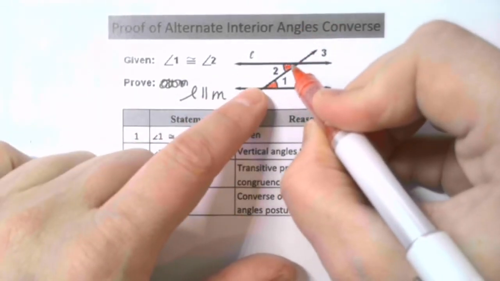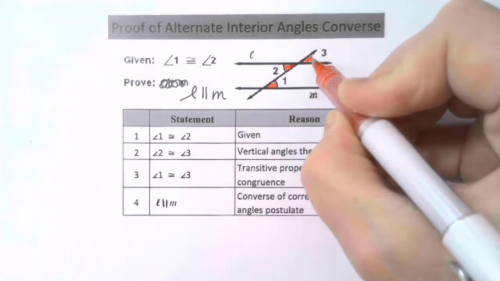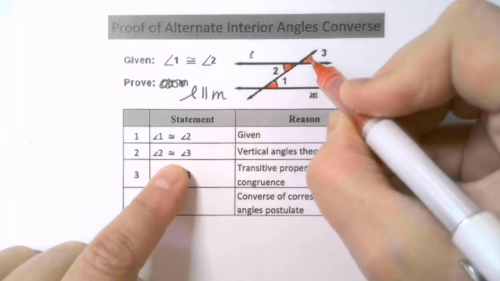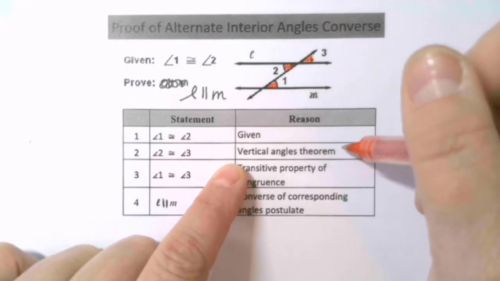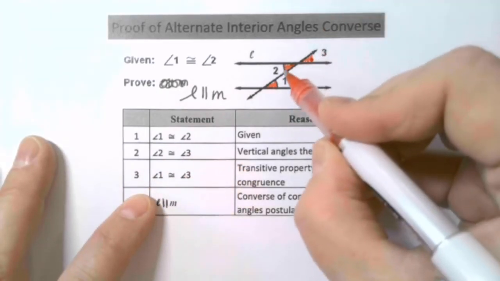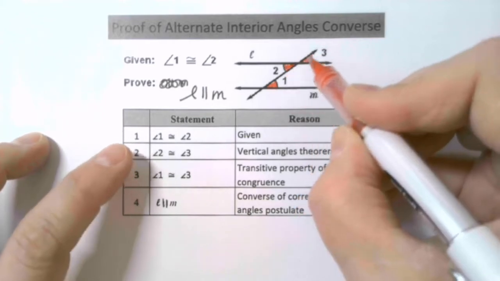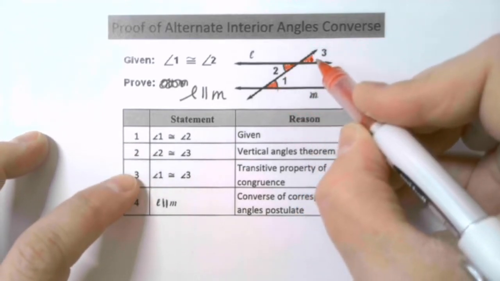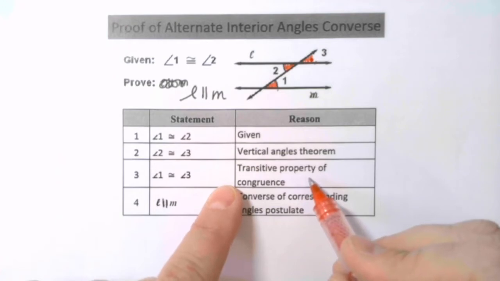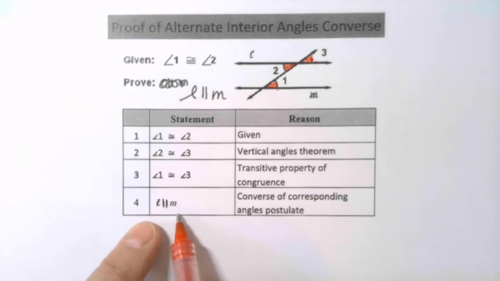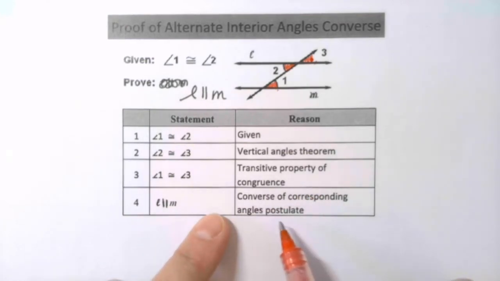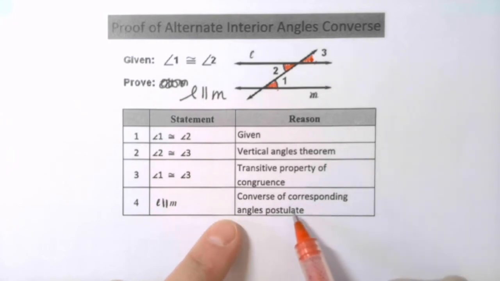So what they want to do is prove that this one and this one are congruent to each other. So 2 and 3 are congruent to each other because vertical angles are congruent. Vertical angles theorem. Vertical angles are congruent. Now we've got, since 1 is congruent to 2 and 2 is congruent to 3, then 1 must be congruent to 3. That's your transitive property of congruence. And since 1 and 3 are corresponding angles, we can say that line L is parallel to M because of the converse of corresponding angles postulate, which says if two lines are cut by a transversal and corresponding angles are congruent, then the lines are parallel.